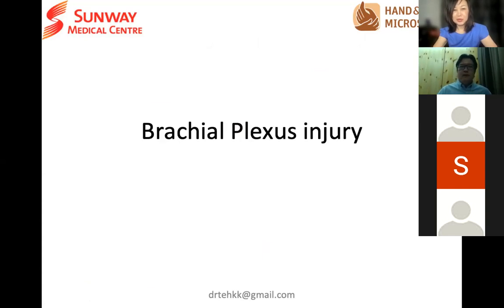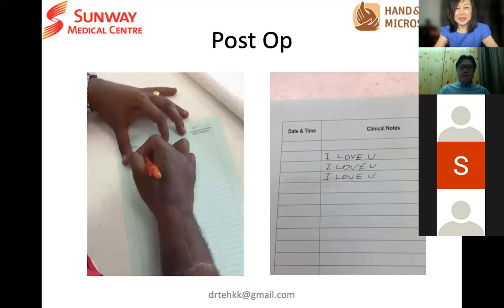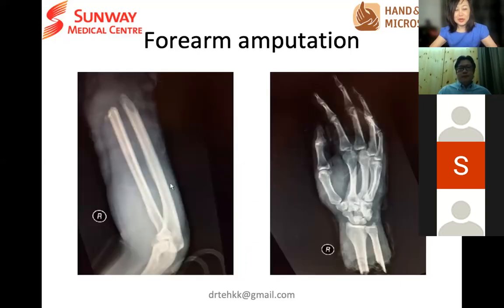So this is brachial plexus injury. This is nerve injury. Sure. I still want to go back to just that one. When you do the bones first, or how do you do the whole thing?